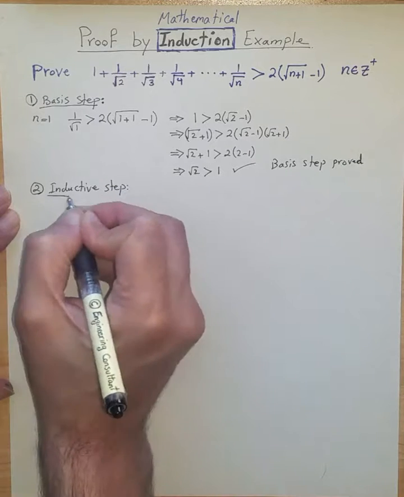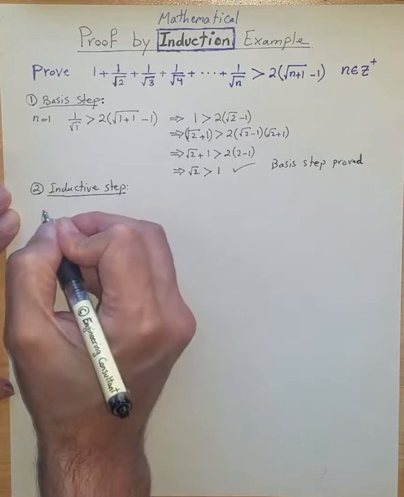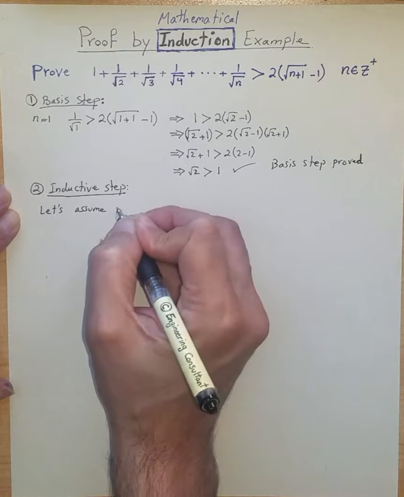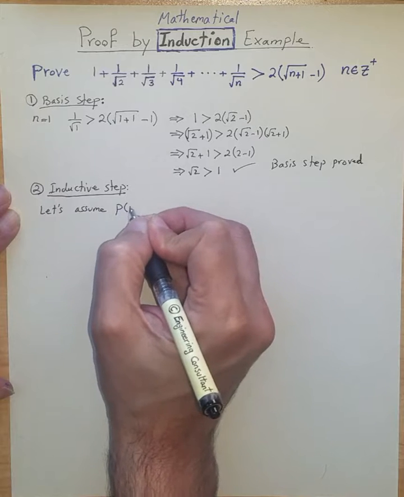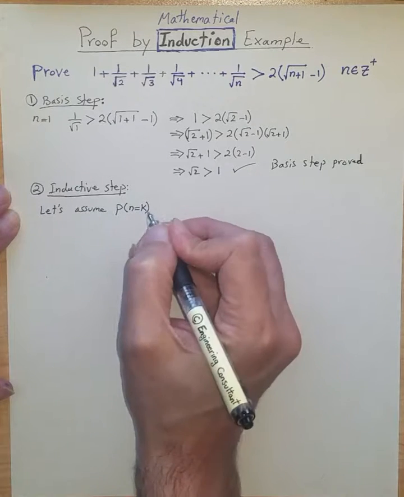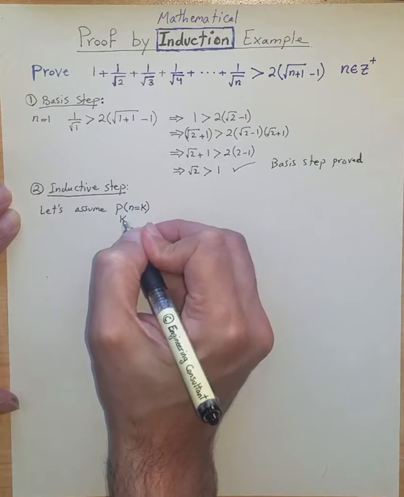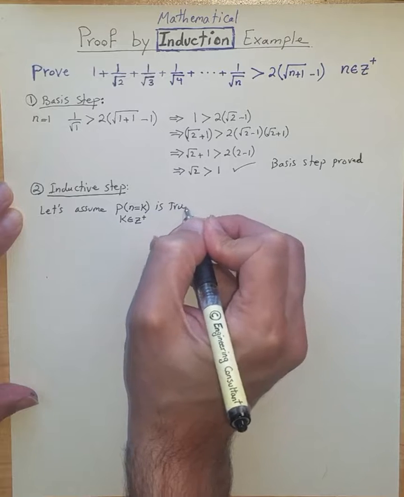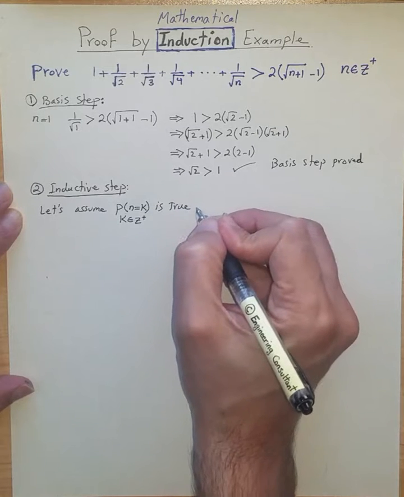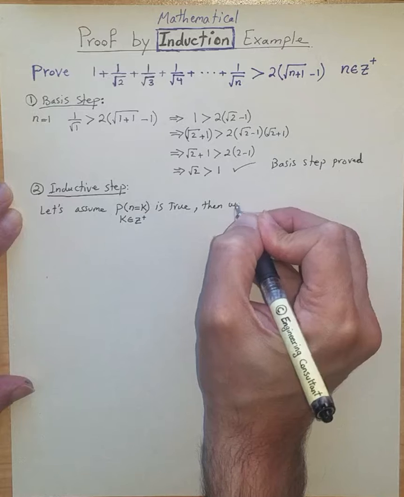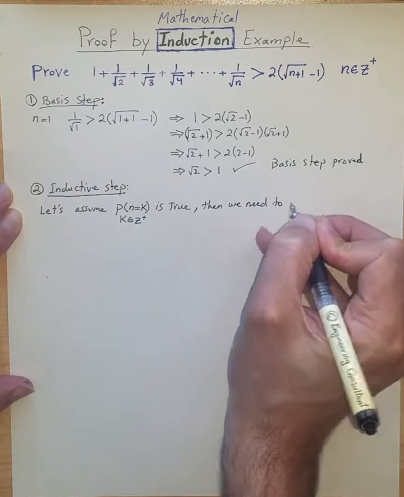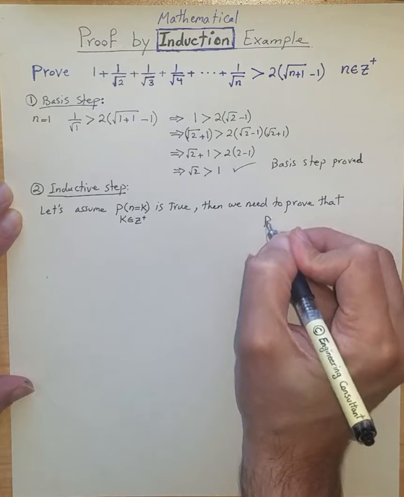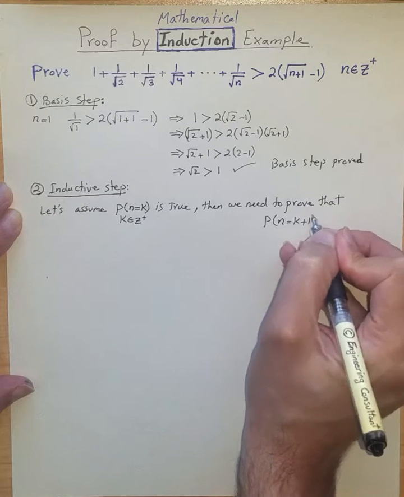So what are we trying to do here? In this case, let's assume the predicate corresponding to n equal to k, where k is a positive integer, so k belongs to Z plus, is true. Then we need to prove that p of n equal to k plus 1 is also true.